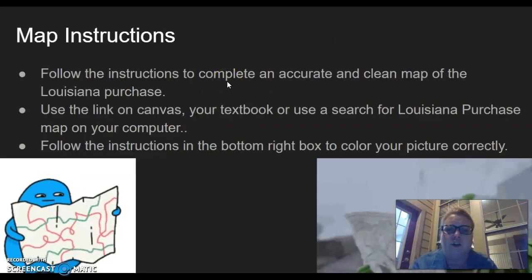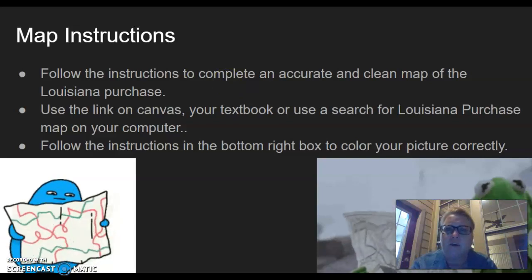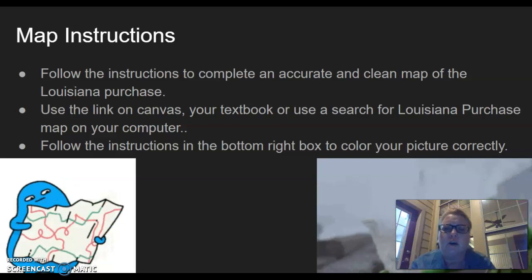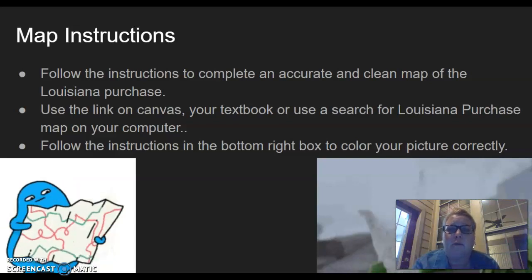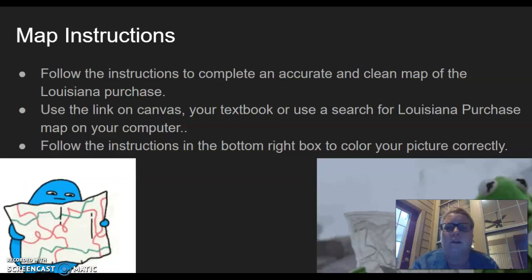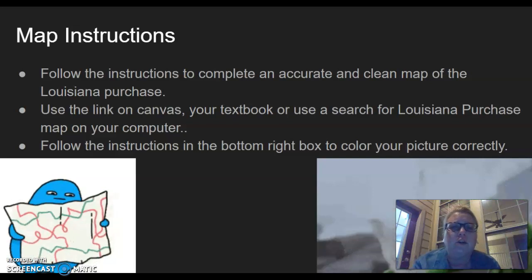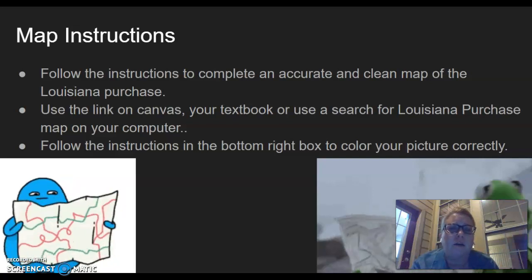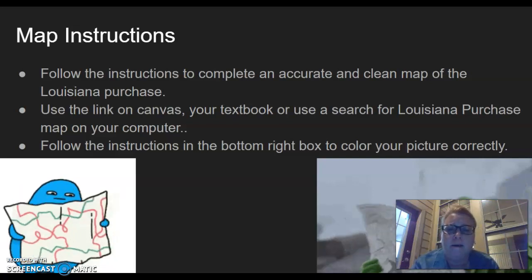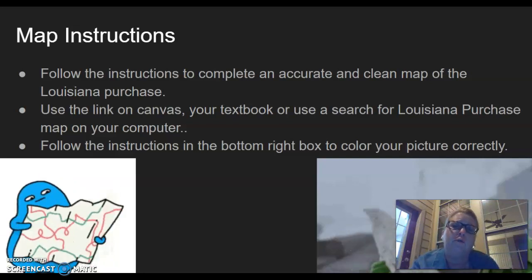The map has pretty accurate instructions. You're going to use the link on Canvas. I'm going to give you another link that will help you find the forts. There's page numbers. You can use your textbook, or you can search for Louisiana Purchase map on your computer. Please do not just use Google Maps. It's going to take you twice as long to do that. If you get to where you've labeled everything, follow the instructions on the bottom right box. It should tell you how to color your map correctly. And after that, like I said, if you don't finish, please turn it into the substitute.